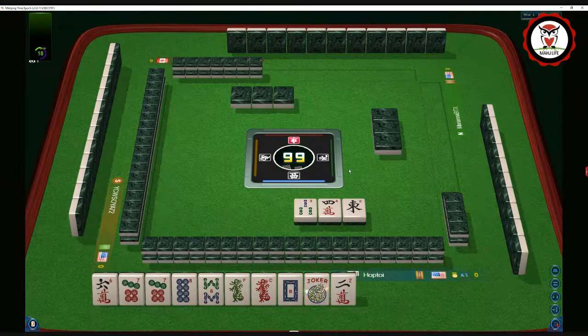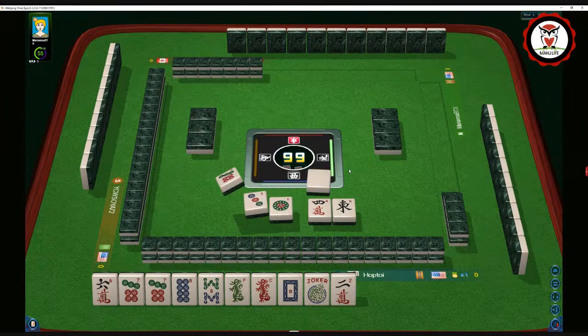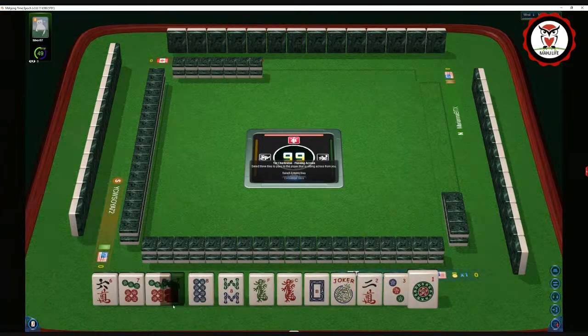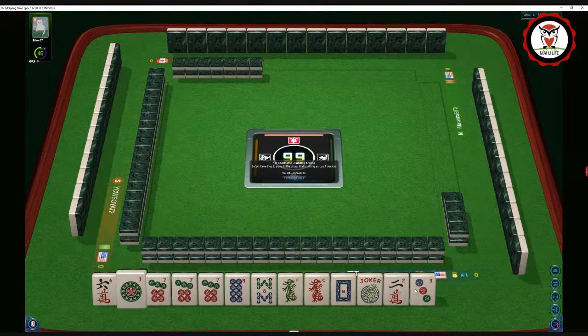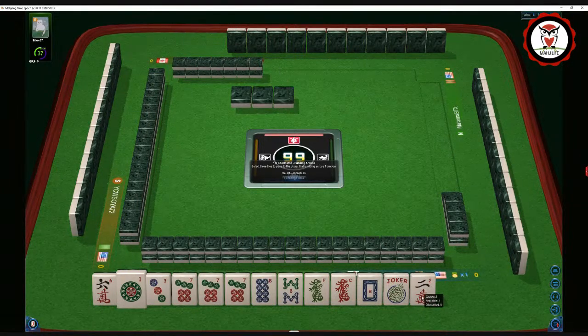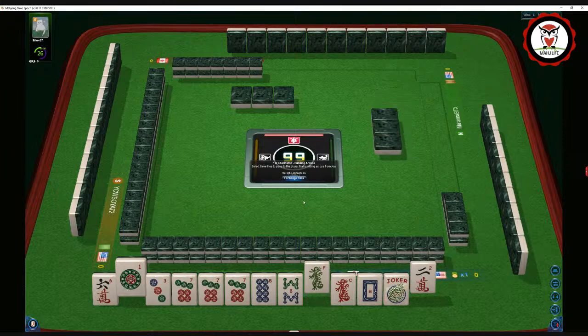Let's see what happens. 7 and 8. Okay, we have no flowers. Bonnie, yes, that's true. Okay, we've got a 7-dot. We do have 1 and 3, but those are not going to be very helpful with a pung of 7s, I don't think. Let's see, we can let the 2 go. I don't think so. I think we need to let these winds or these dragons go.